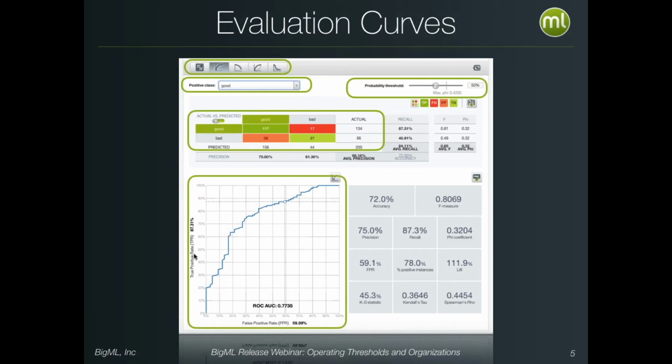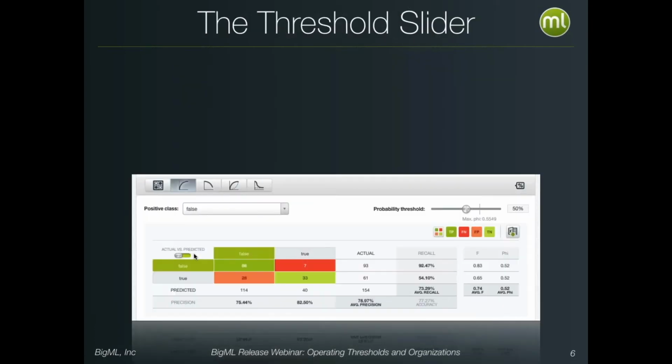So if we lower the probability threshold, that means, hey, if the probability threshold is 20%, the model only has to think it's 20% likely before it predicts the positive class being good, rather than the default 50%. So this threshold slider is the key mechanism we can use to discover how aggressive we want our model to be in predicting some class.